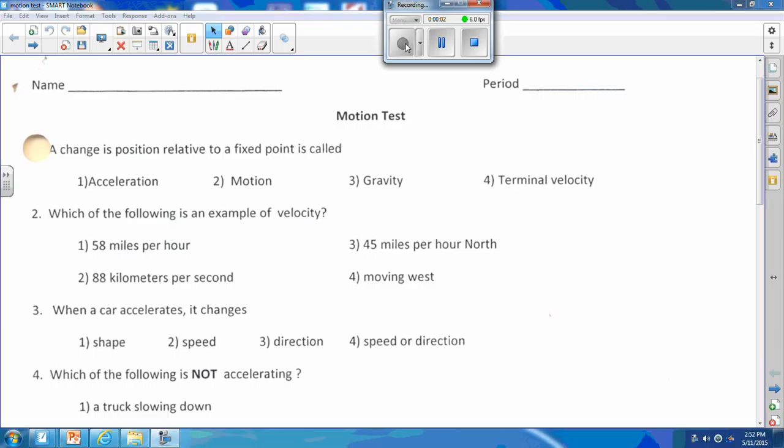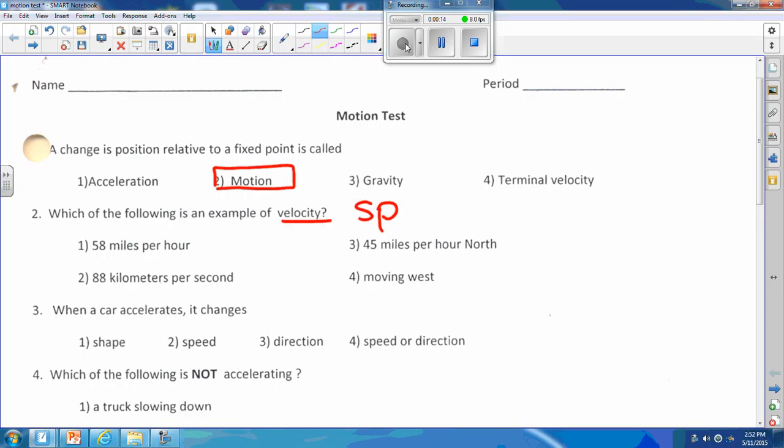Motion test corrections. A change in position relative to a fixed point is called motion. Every time you change your position, you have to move. Which of the following is an example of velocity? Velocity is speed plus direction. So your answer should have speed and direction in it.